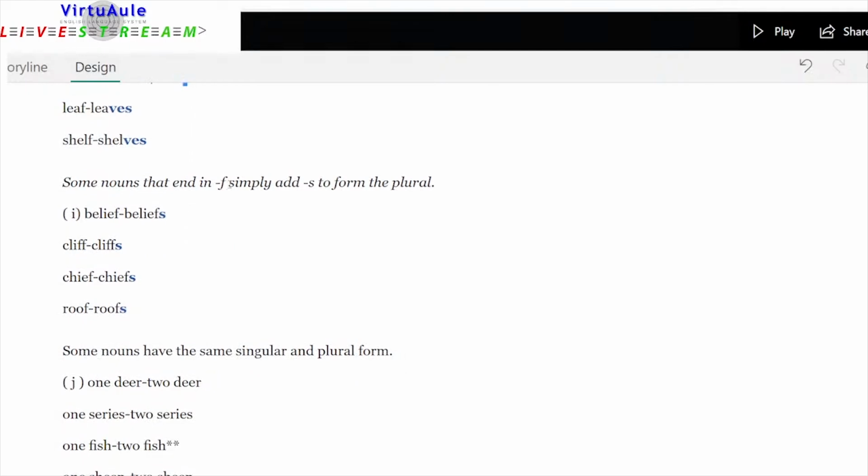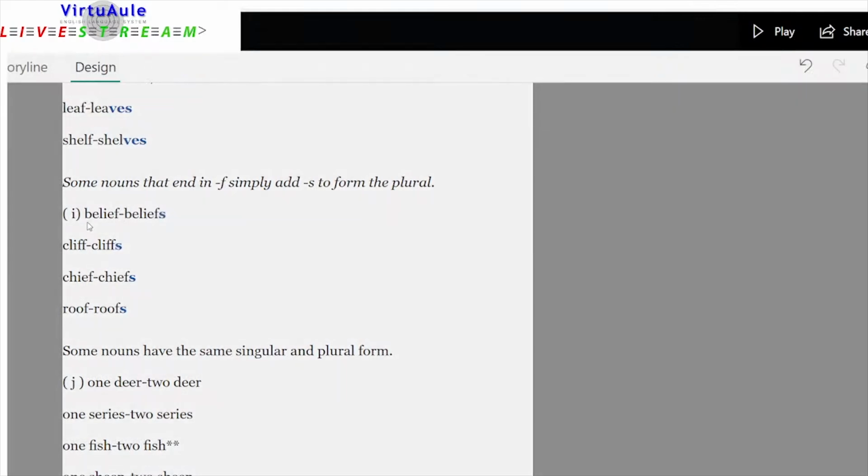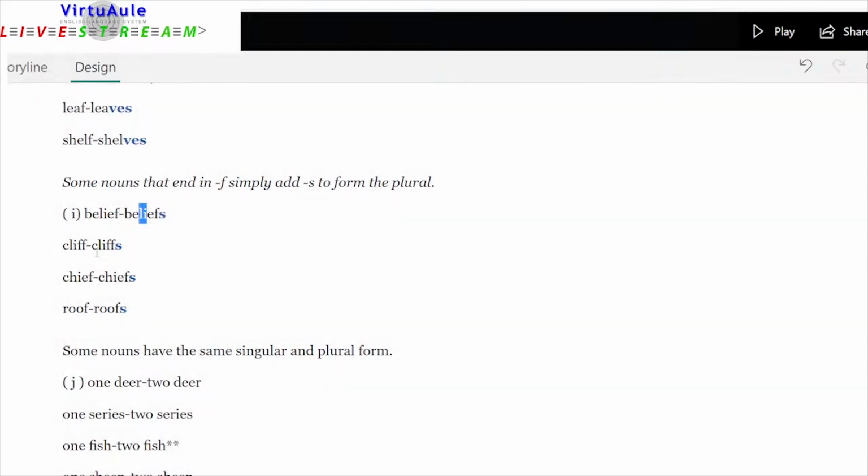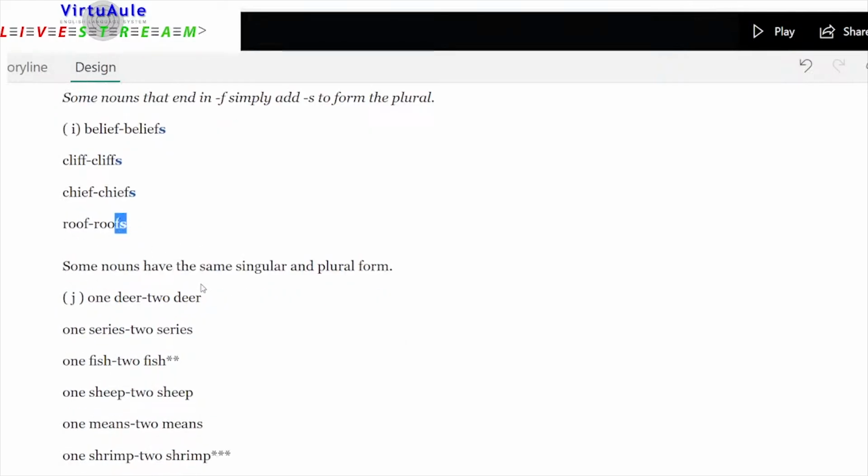Some nouns that end in F simply add an S, so you have to remember these. These are a little bit irregular. Belief becomes beliefs. Cliff, we have two cliffs. Chief, we have two chiefs. And a roof, we have two roofs.